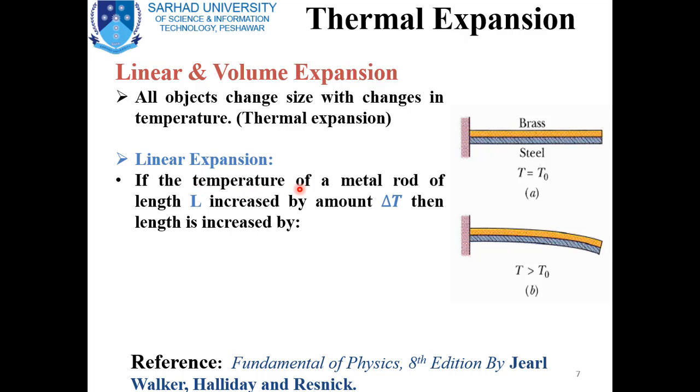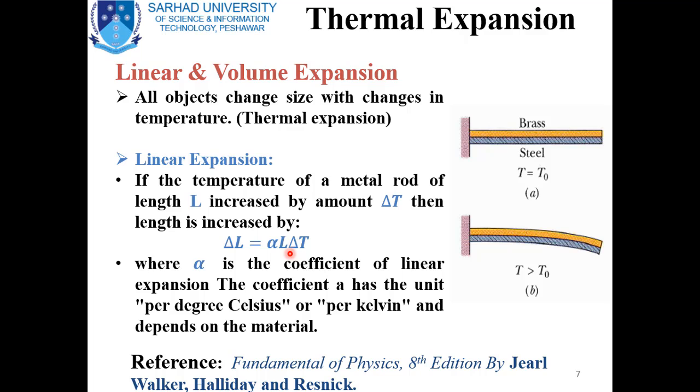And if the temperature of the metal rod of length L is increased by amount delta T, then the length is increased by amount delta L, which is equal to alpha times original length times change in the temperature, where alpha is known as the coefficient of linear expansion, and the SI unit of alpha is per degree Celsius or per Kelvin, and the properties of alpha depend upon the properties of the material.